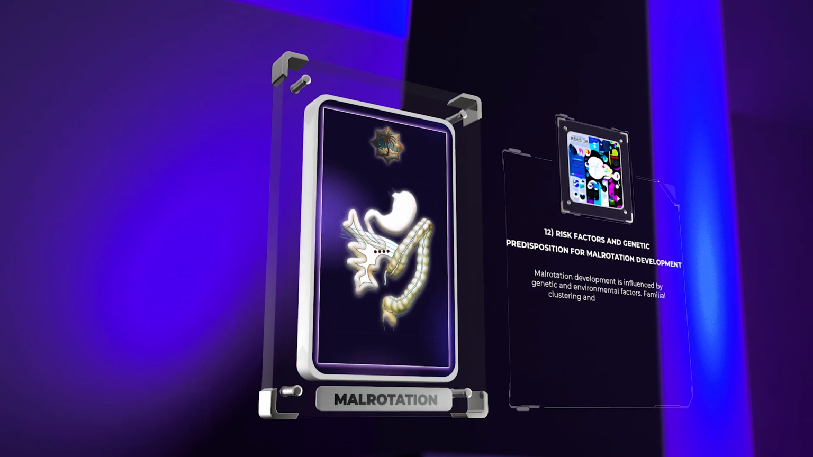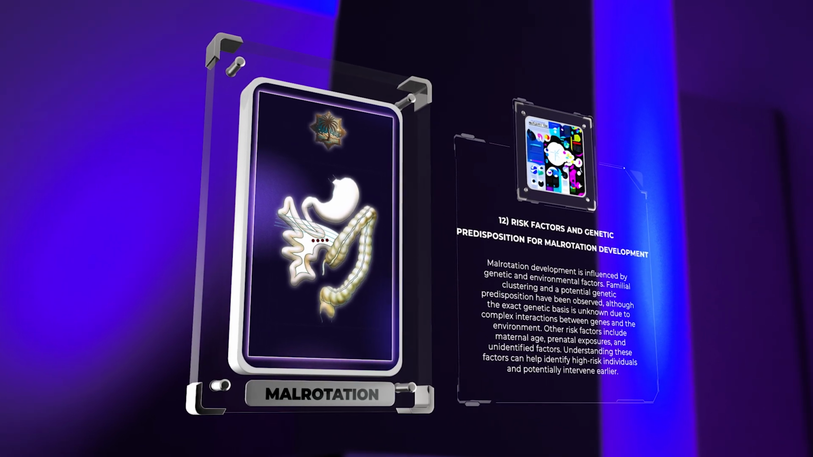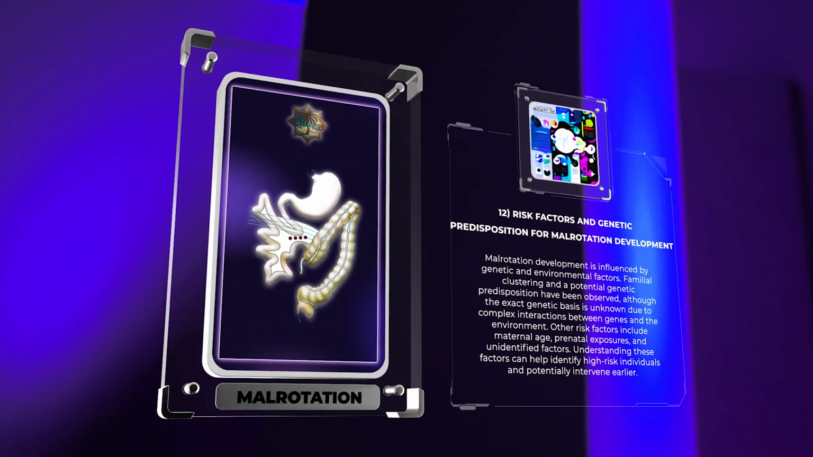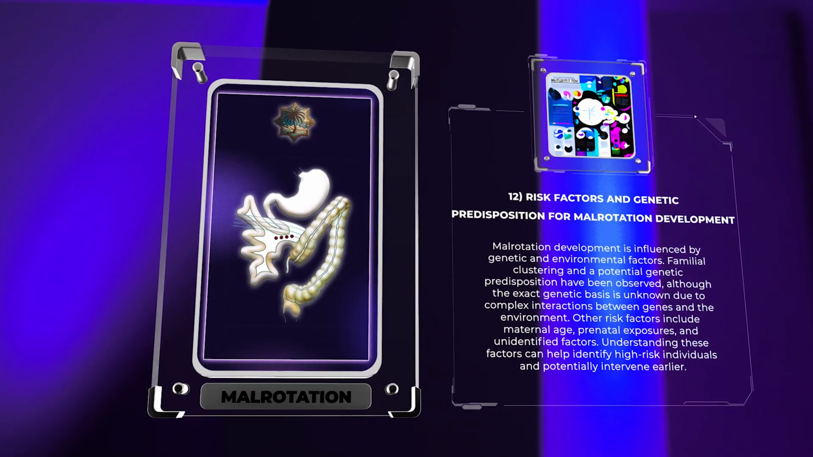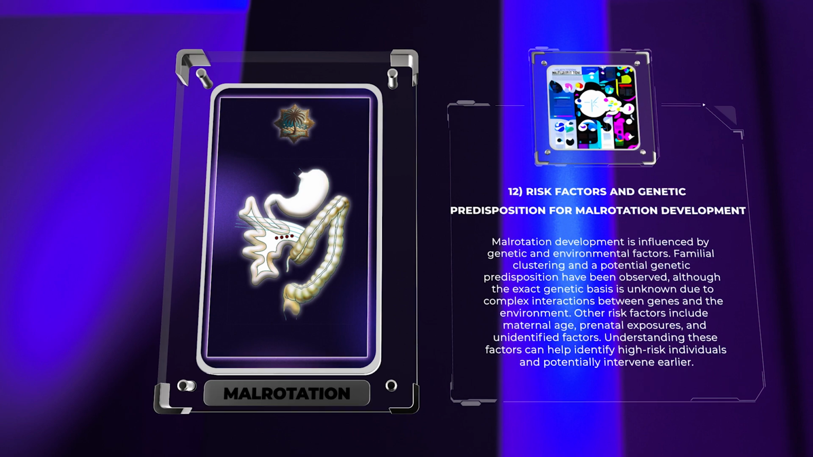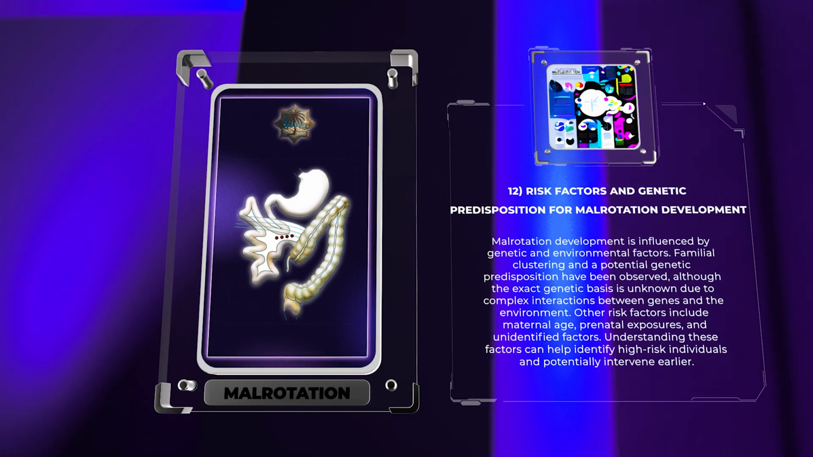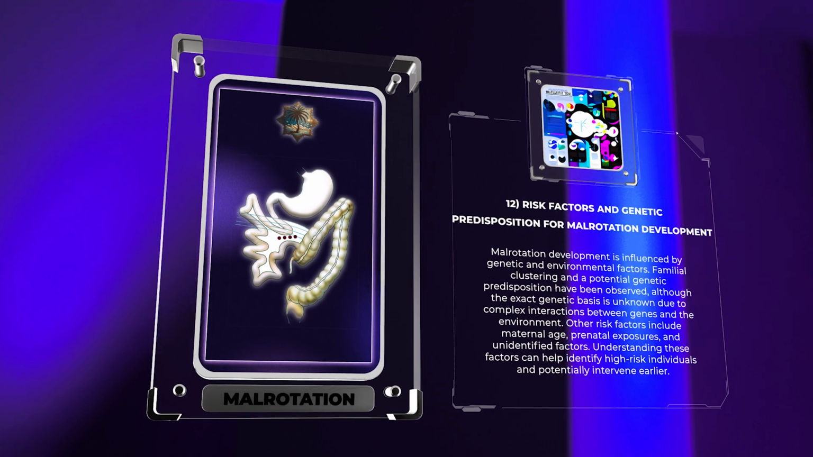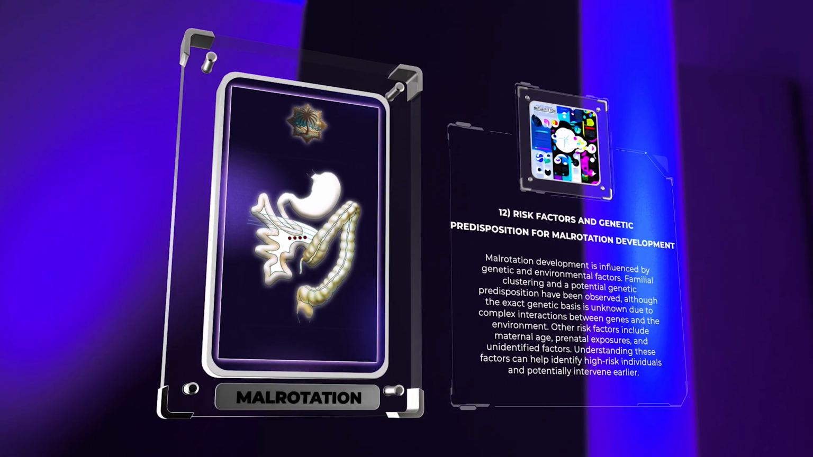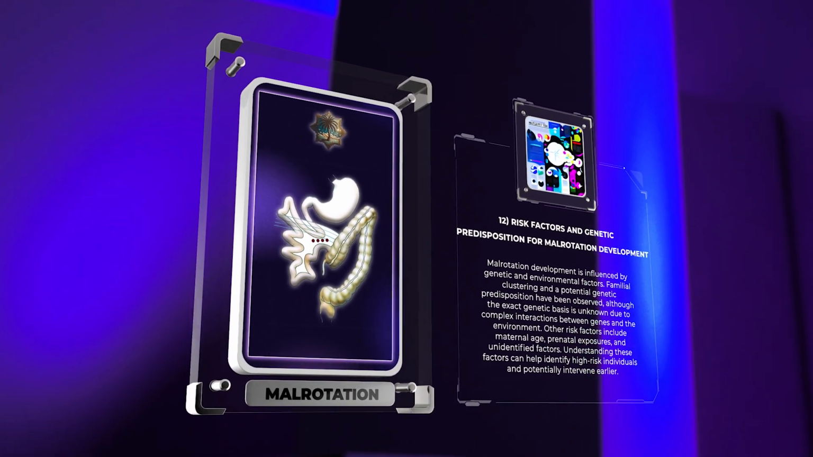Malrotation development is influenced by genetic and environmental factors. Familial clustering and a potential genetic predisposition have been observed, although the exact genetic basis is unknown due to complex interactions between genes and the environment. Other risk factors include maternal age, prenatal exposures, and unidentified factors. Understanding these factors can help identify high-risk individuals and potentially intervene earlier.